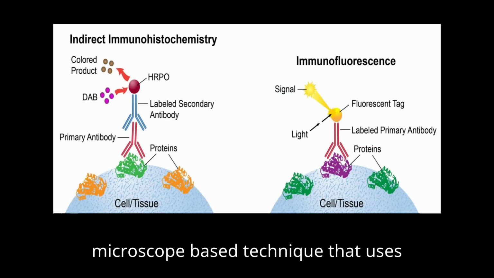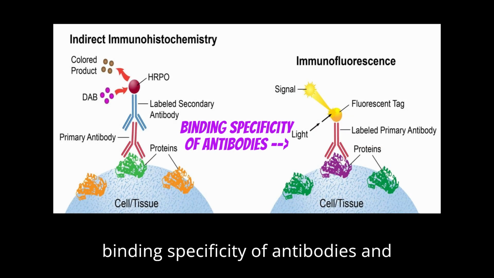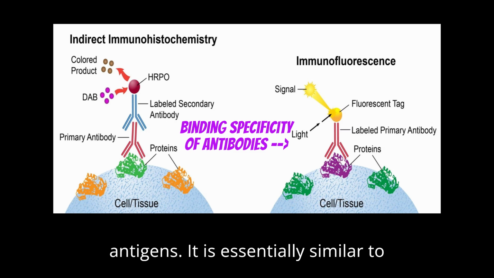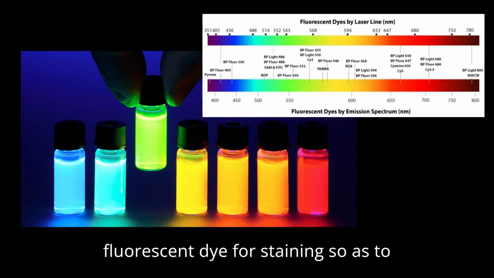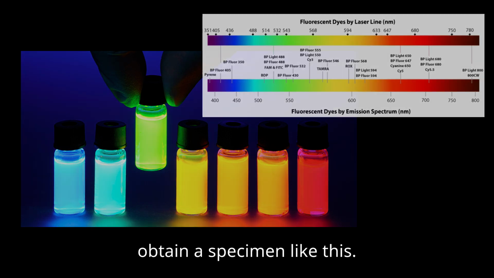Immunofluorescence is a fluorescence microscope-based technique that uses binding specificity of antibodies and antigens. It is essentially similar to immunohistochemistry, but uses a fluorescent dye for staining so as to obtain a specimen like this.